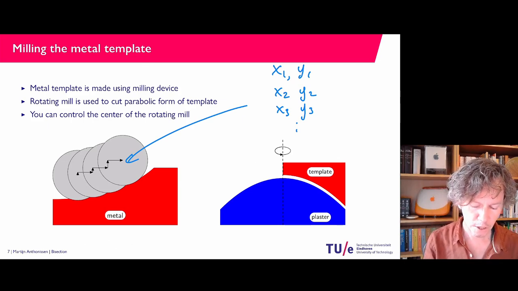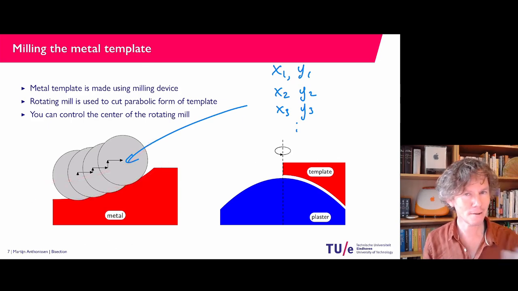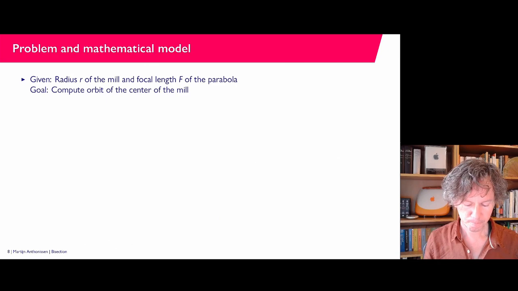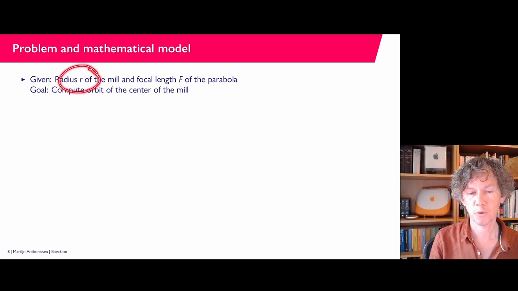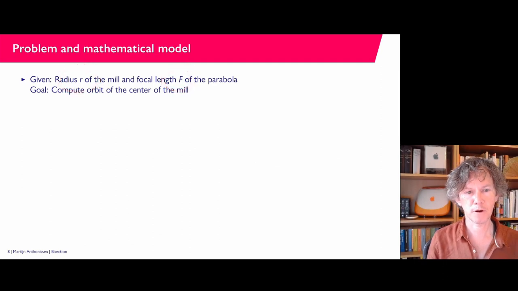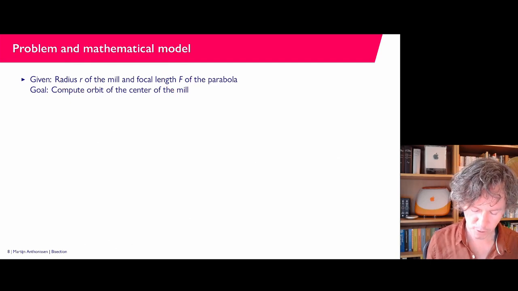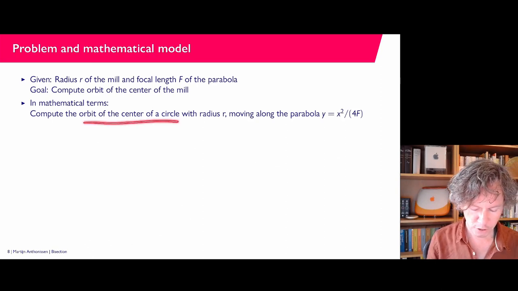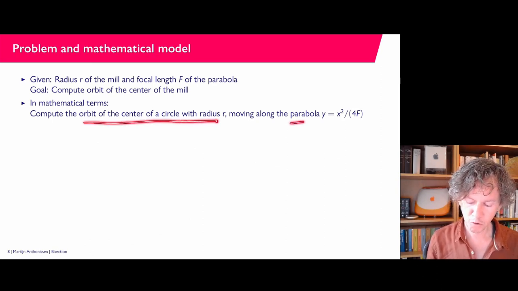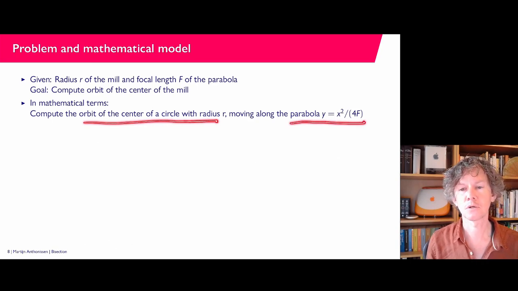Now, the difficulty is that if you would like this to be a parabola, then that center is not going to follow a parabolic orbit. So what we have is the radius of this milling device, the gray wheel, that you prescribe, and the parabola that you would like to cut, which you can characterize by the focal length. You would like to compute the orbit of the center of this mill. So in mathematical terms, you have to compute the orbit of the center of a circle of radius r when it's moving along a parabola with this formula.